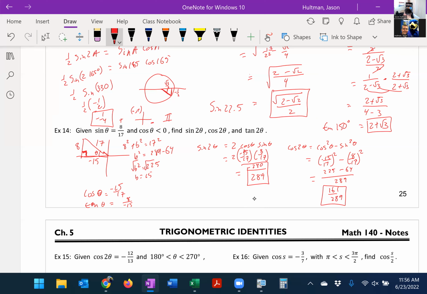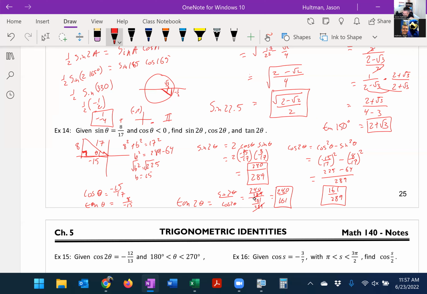Now there is a really easy way to get tangent. Since we already have the sine and the cosine, we could just easily put sine over cosine, and the 289s would cancel out. So maybe I'll do that. Tangent 2 theta is just equal to sine 2 theta over cosine 2 theta, which is equal to negative 240 over 289 all over 161 over 289. 289s cancel out, and I'm just left with negative 240 over 161.